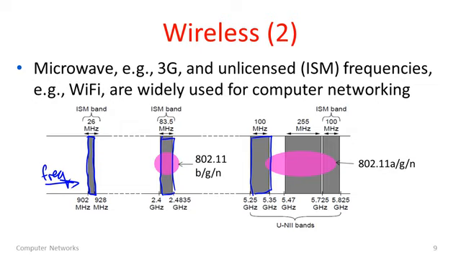These were actually the junk bands, garbage bands, just left over with a lot of interference and so forth. They were considered undesirable. But in these circles, people began to use them for computer networking. That was part of the intention.